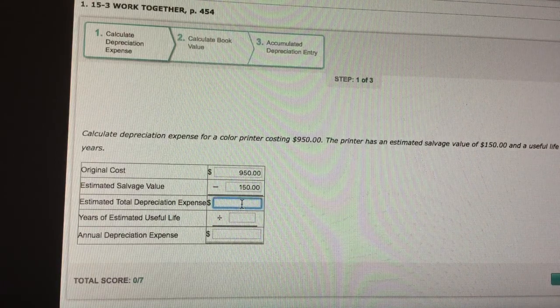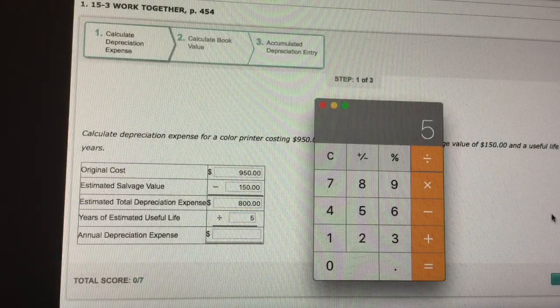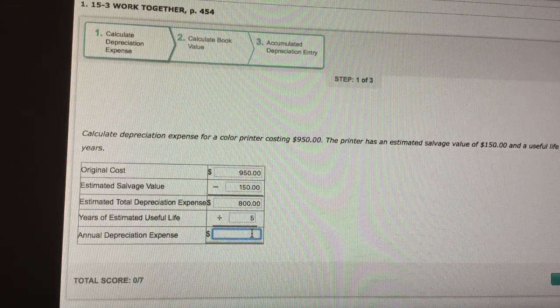If we go back into the wording, it says that the useful life is 5 years. So we're going to take that $800 and divide it by 5. So every year, this printer is going to be depreciated $160. So this is step 1. So let's go on to step 2 where we actually calculate our book value.